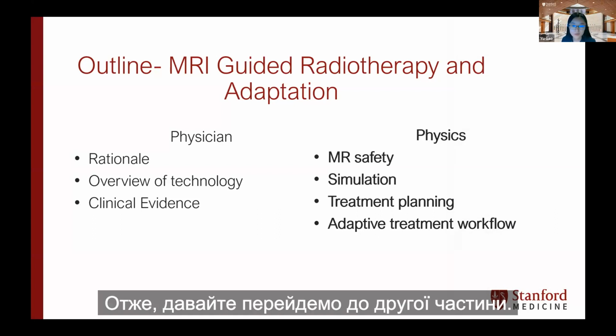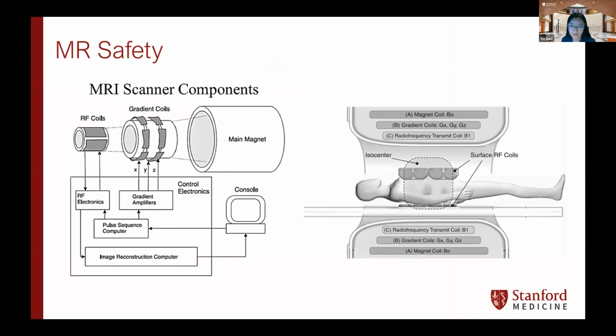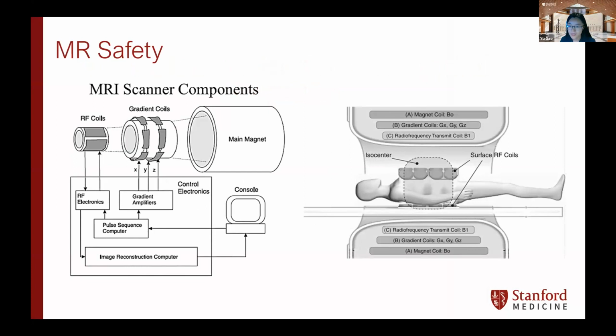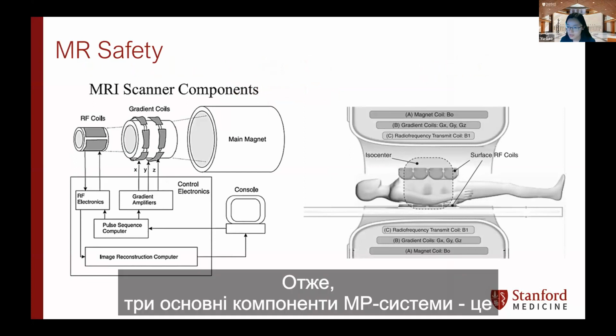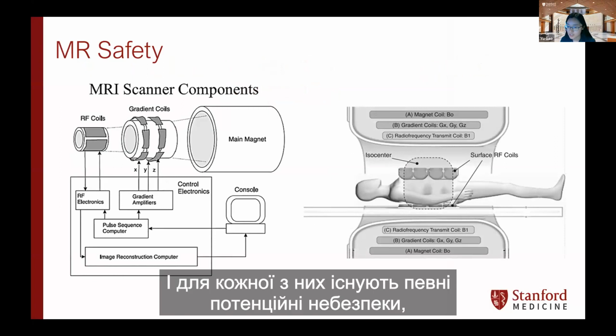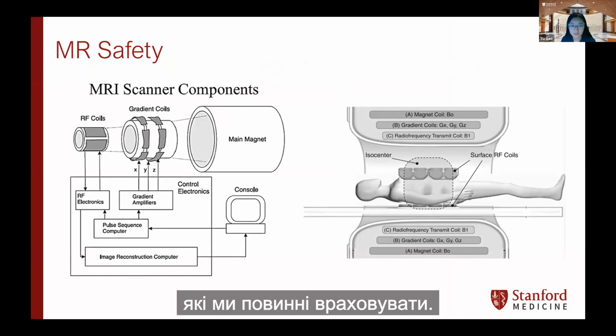So now let's move to the second part, on safety first. So we'll talk about safety. The three major components of an MR system are the main magnetic system, the gradient system, and the RF system. And for each system, there are some potential hazards that we need to take into consideration.